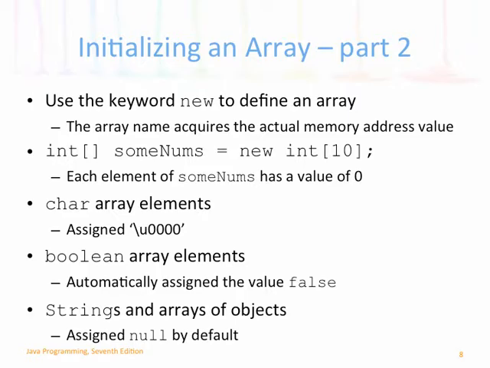Because it's an integer, all array elements would automatically be initialized to 0. And the same is true for doubles, that if you declare an array of type double, all array elements will be automatically initialized to 0.0. If you declare an array of type char, all elements are initialized to null. If you declare an array of type boolean, all elements are initialized to false. And if you declare an array of type string, all array elements are initialized to null.